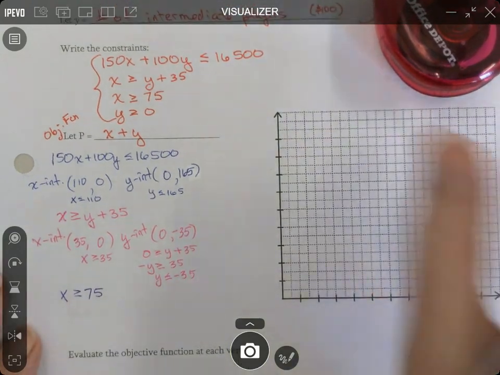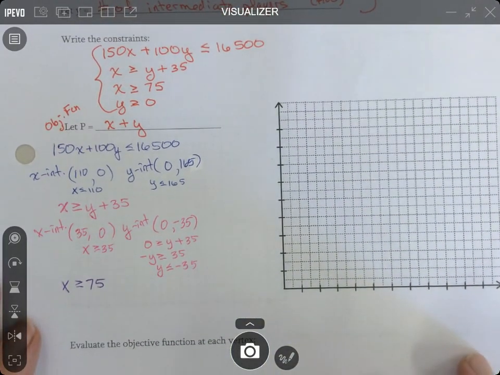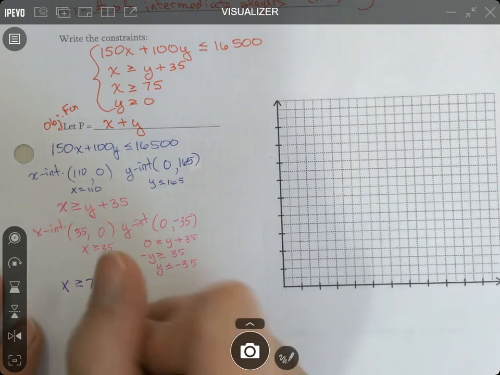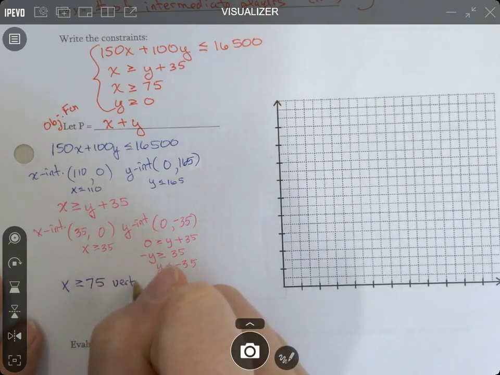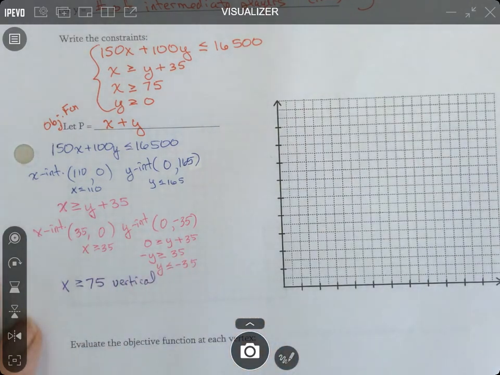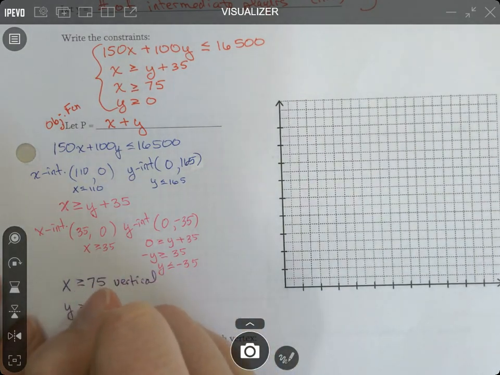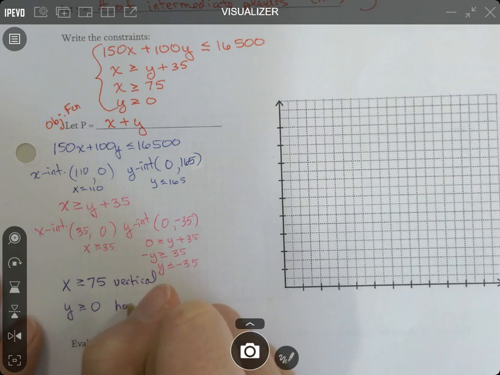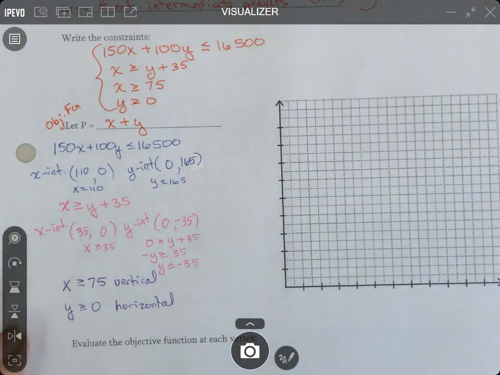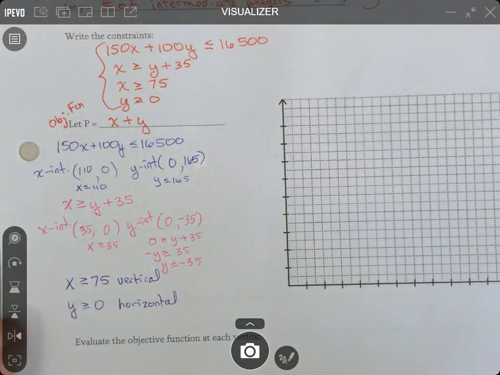Like, how do I graph that? Vertical line? Yep. So this one's going to be vertical. And that's why we have to be really careful, because that would change everything on this graph. And then y is greater than or equal to 0 would be my horizontal line with a slope of 0. Okay, so I'm going to come back to this. We'll talk about it in a second.